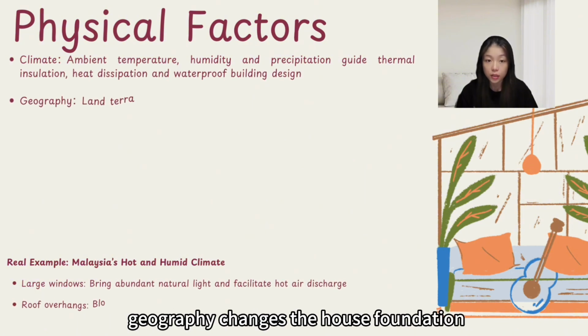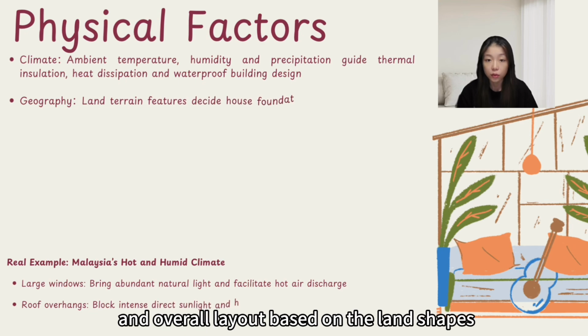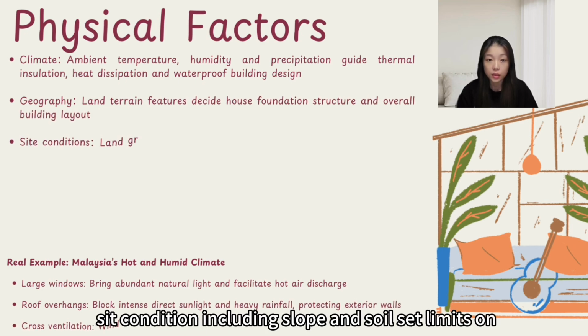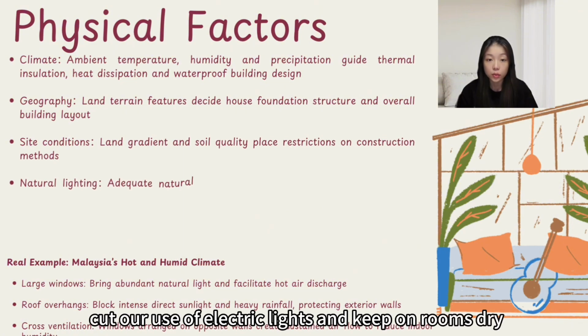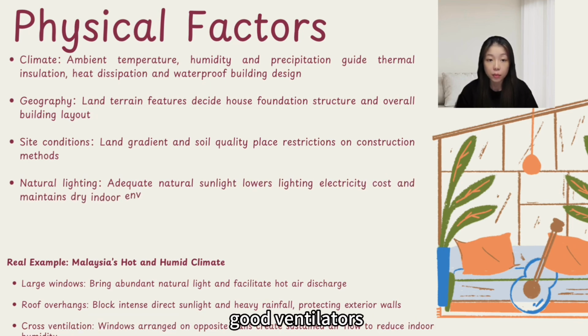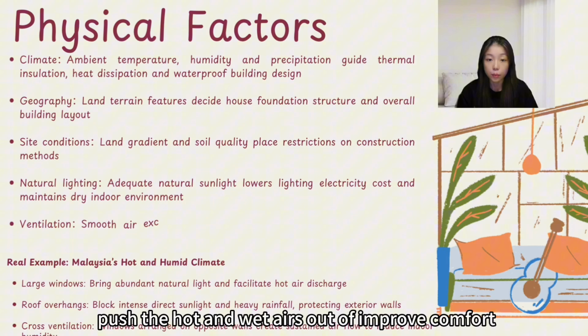Geography changes the house foundation and overall layout based on the land shape. Site conditions, including slope and soil, set limits on construction methods. Natural sunlight cuts our use of electric lights and keeps rooms dry. Good ventilation pushes the hot and wet air out for improved comfort.